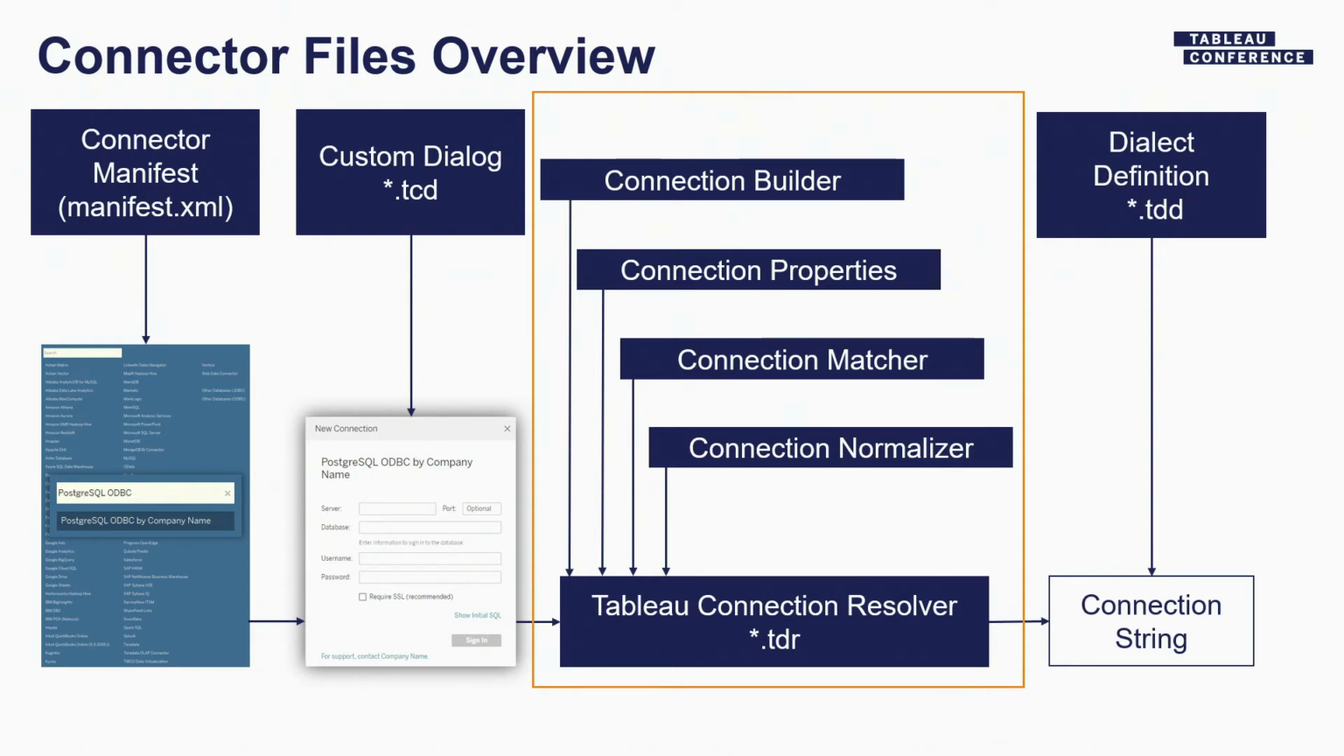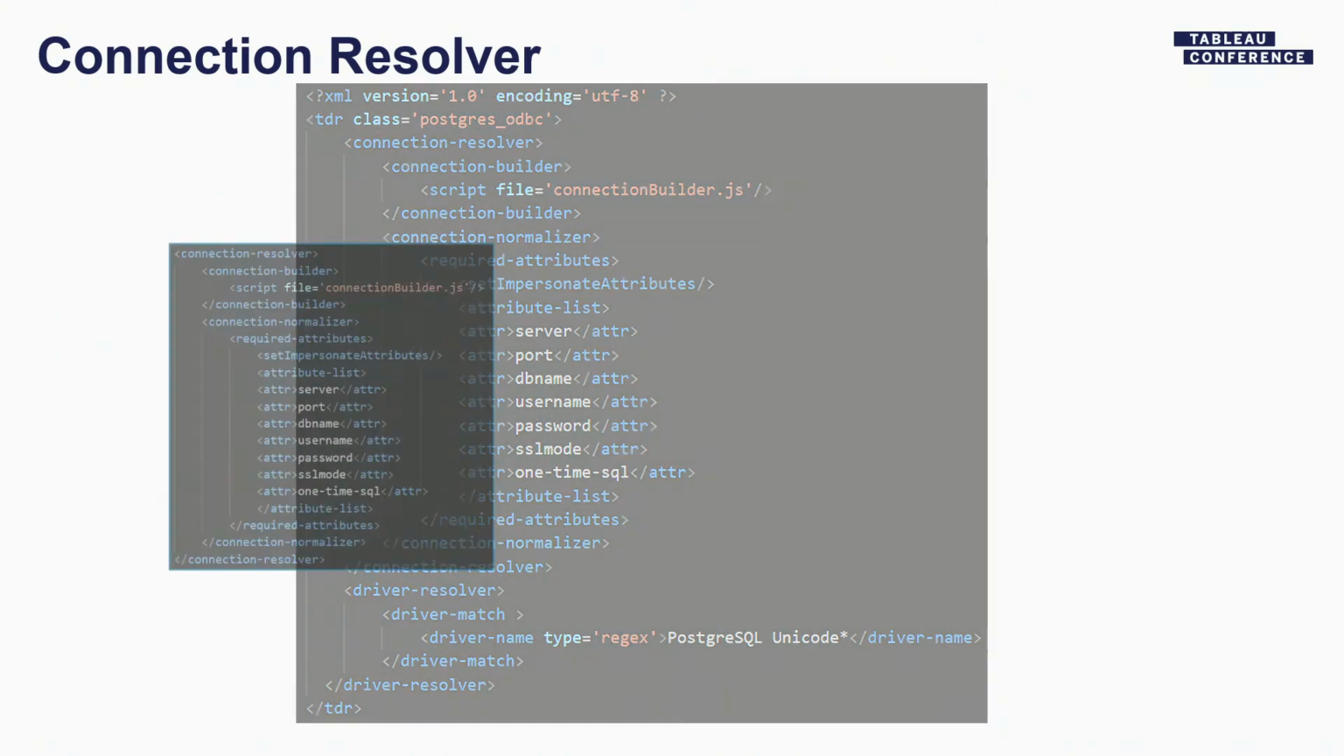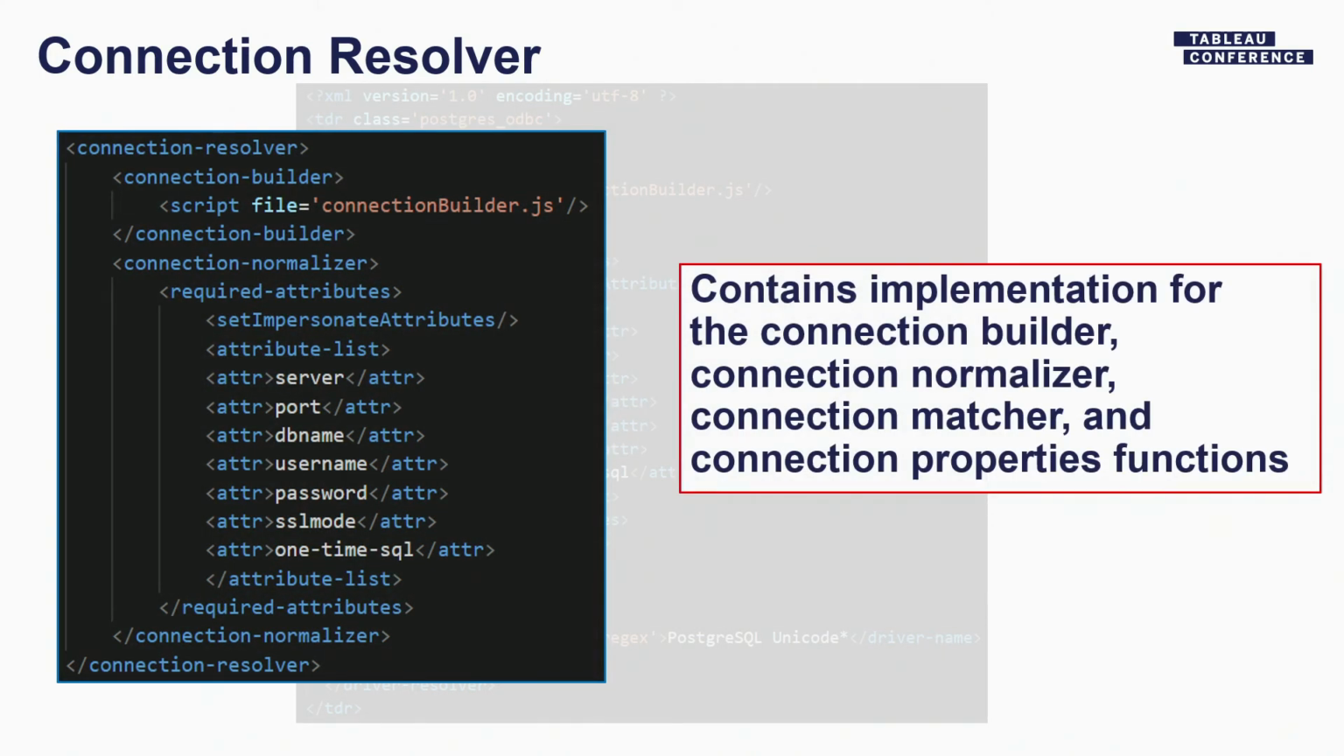And we start that with the Tableau connection resolver, second from the right here. The connection resolver is basically when Tableau connects to your database and when it queries data sources, it asks your connector to perform certain actions. And in the resolver, you implement up to 4 of those actions. It is like everything we've looked at before, implemented in an XML file, this time in the .tdr file. And it contains implementation for those 4 methods.